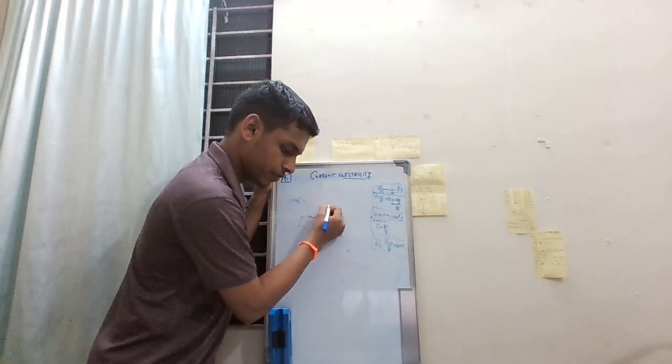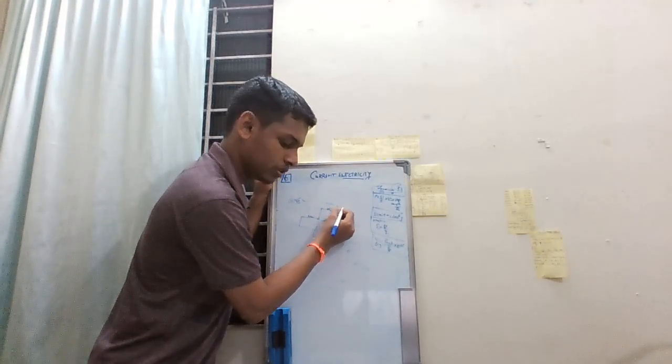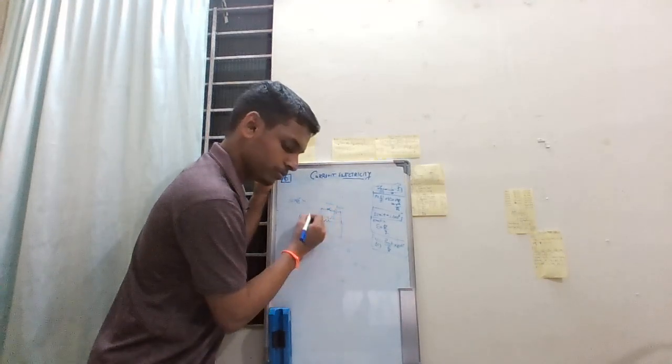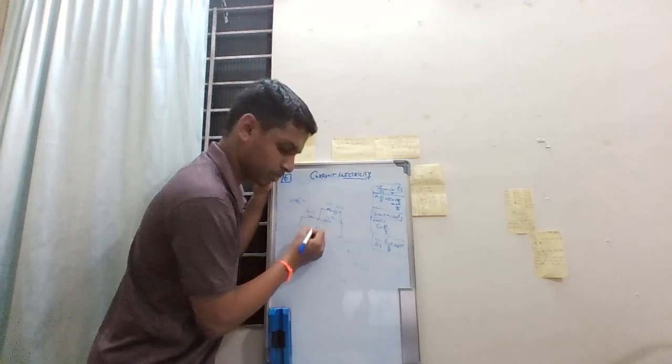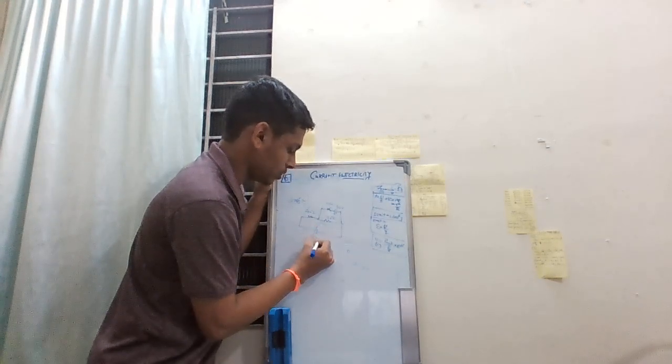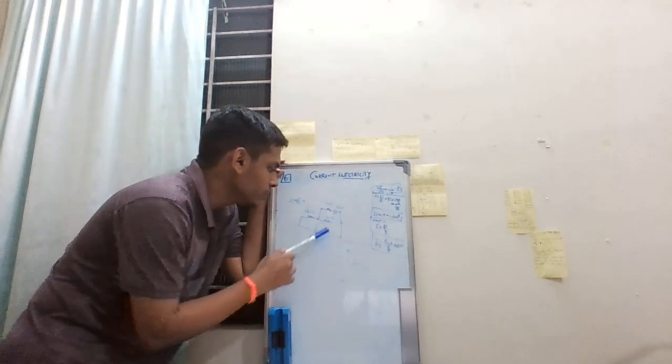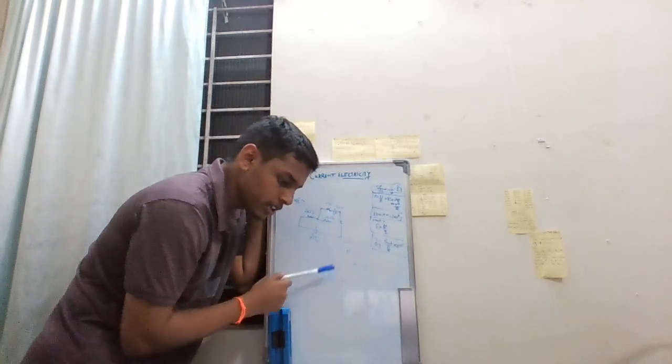This is 5 ohms. This is 50 volts. This is 10 ohms. This is 20 ohms. This is 100 volts. So basically, we just need to find out the current in each wire.